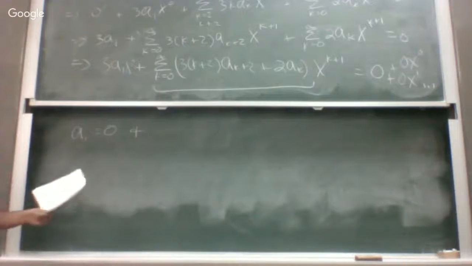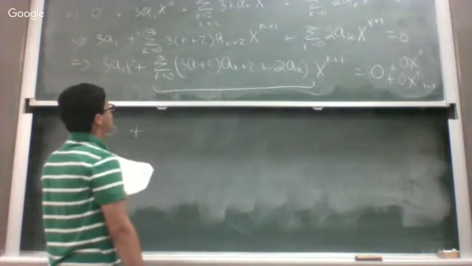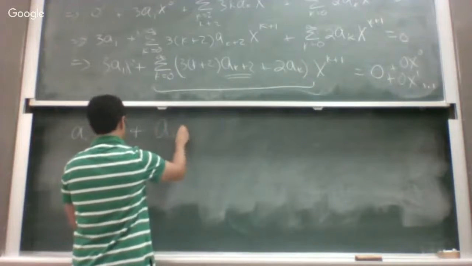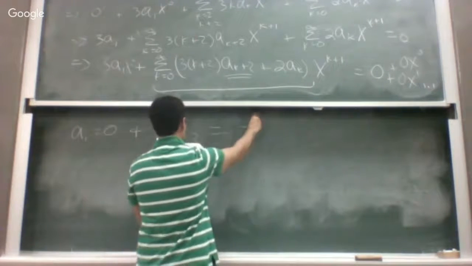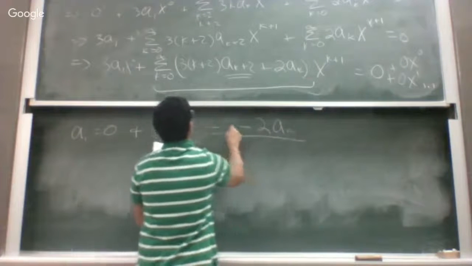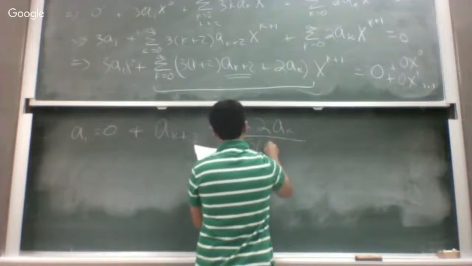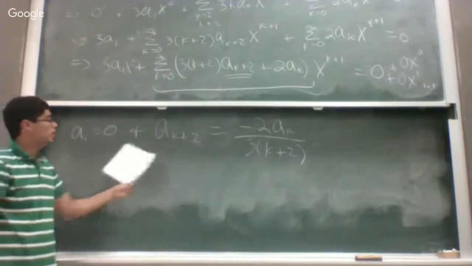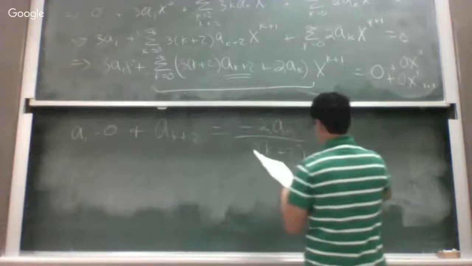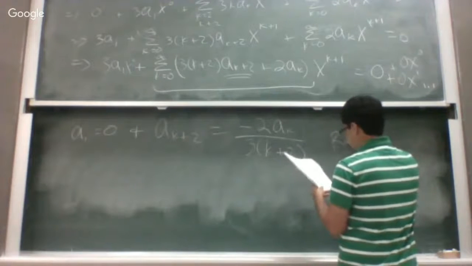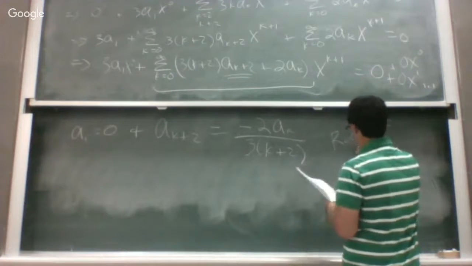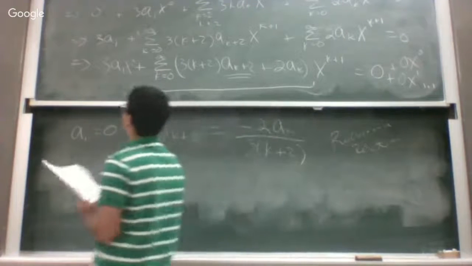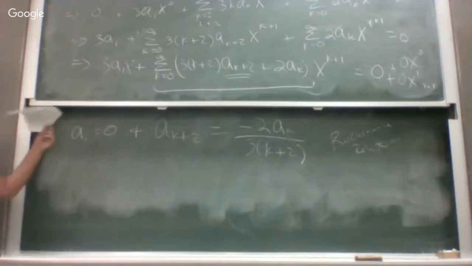Okay? So then we can solve for that part. So a sub k plus 2 is equal to minus 2 times a sub k divided by 3 times k plus 2. Okay? And showing both of these is our recurrence relationship. And this part is worth 2 points, but the majority of the points come from the work getting to it.